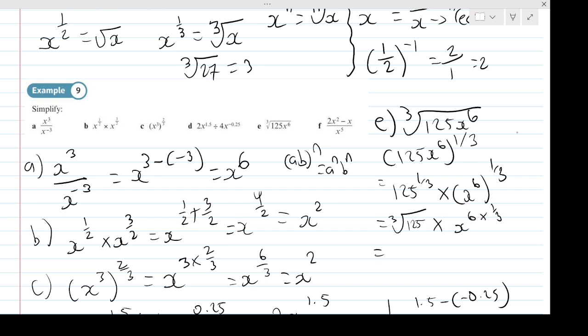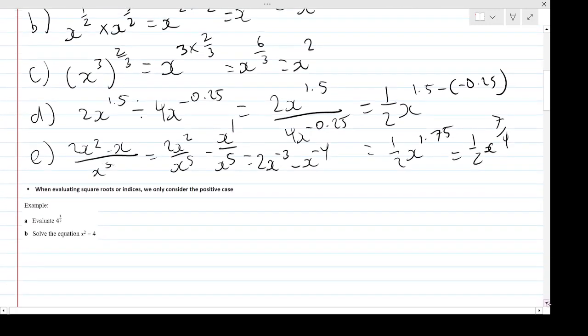Well, let's go back to this 125. The cube root is saying what number, times itself 3 times, gives us 125, and you should recognise that's a 5. 5 times 5 is 25, times by 5 again is 125. And then we have x with 6 times a third, so again we times the powers. Well, 6 times a third is 6 over 3, which is going to be 2, so it'd be x squared. So that'd be your result for part A.